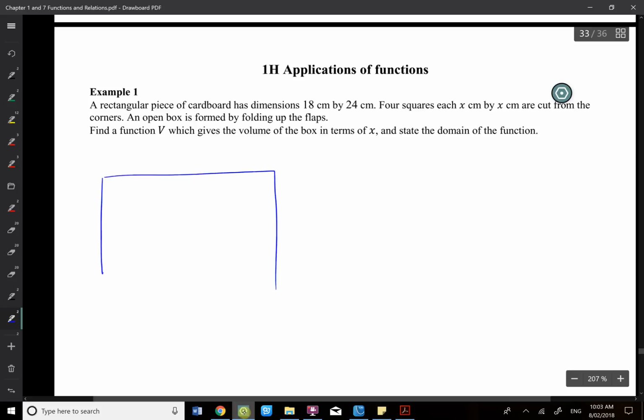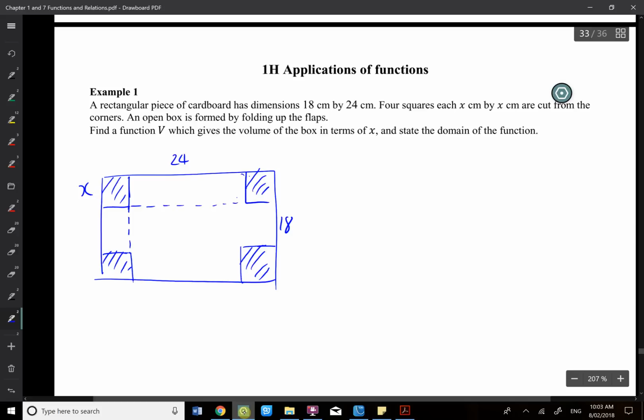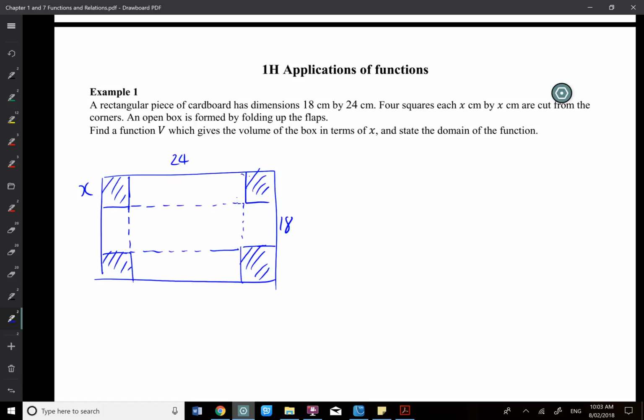If I draw a rectangle 18 times 24 centimeters, a square of side x has been cut and removed from each corner. This type of question really starts from year 10 and keeps going on. It's quite boring for me, but we cut in that way. The corners disappear, they all have the dimension x, and if you fold through the dashed lines, you can make a rectangular box. We want to find V, the volume, and then state the domain for the function.